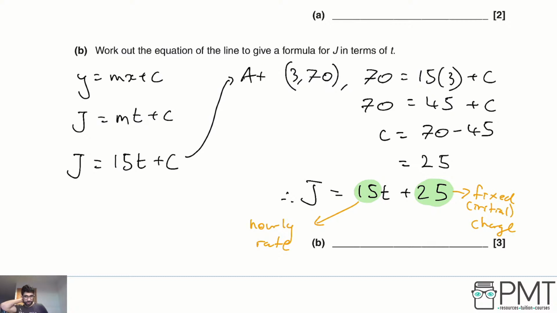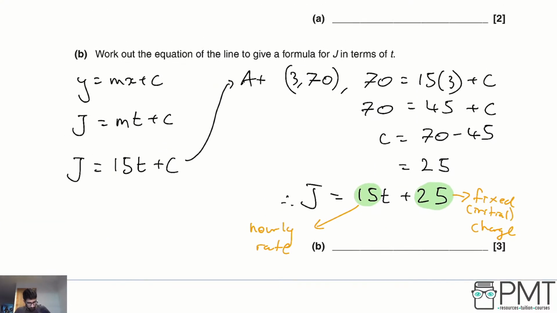He wants to charge that always, because it makes sense. If he goes for just 1 hour, he doesn't want to charge just 15 pounds. There's a fixed rate to cover the cost of, say, traveling there or any other fixed cost. So that's always going to be the case, and then you add the hourly rate on top of that.